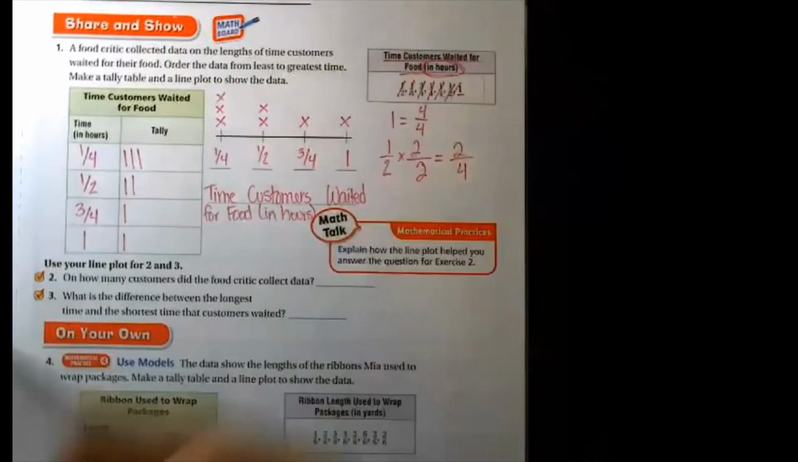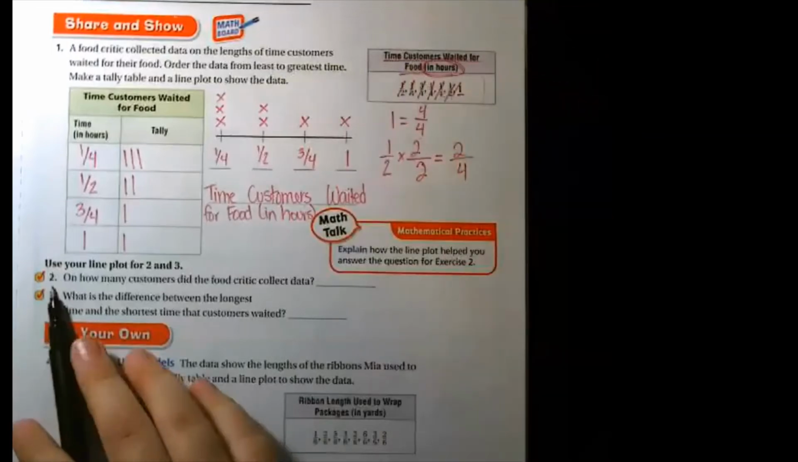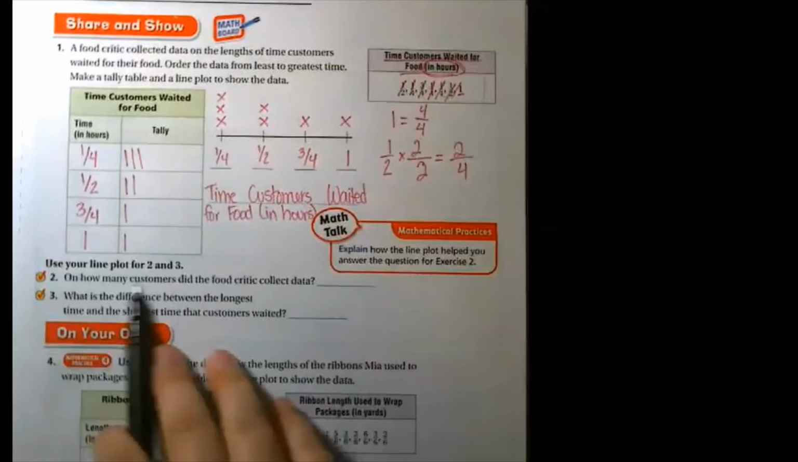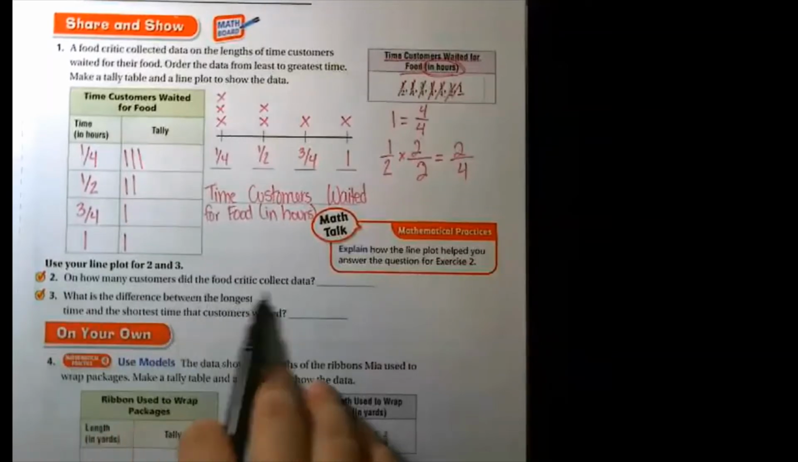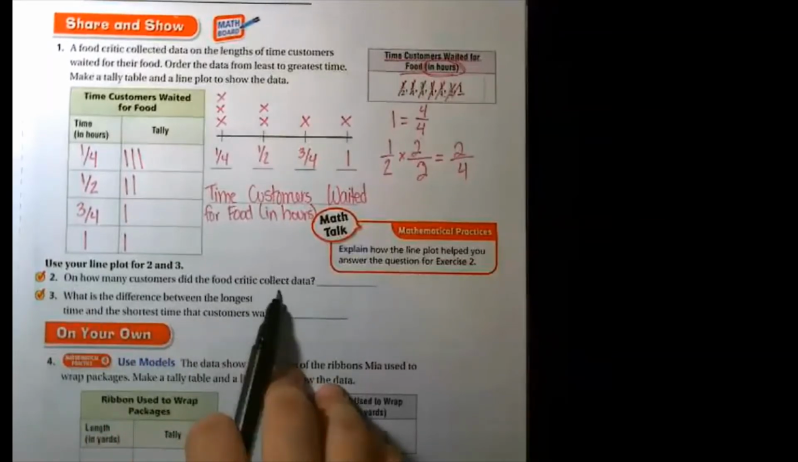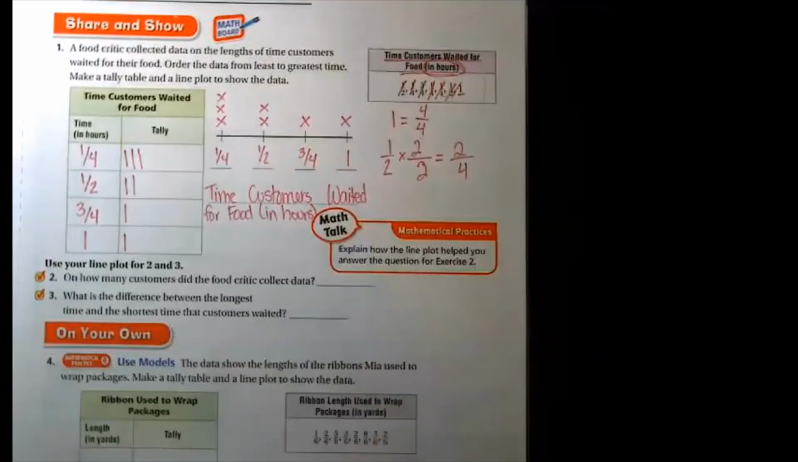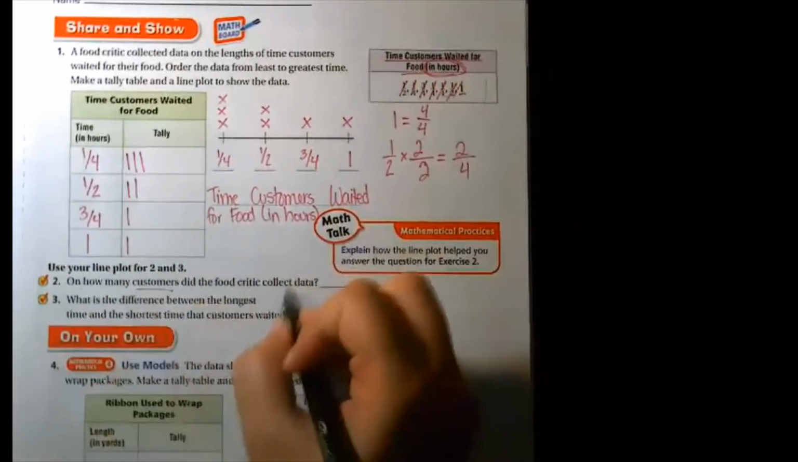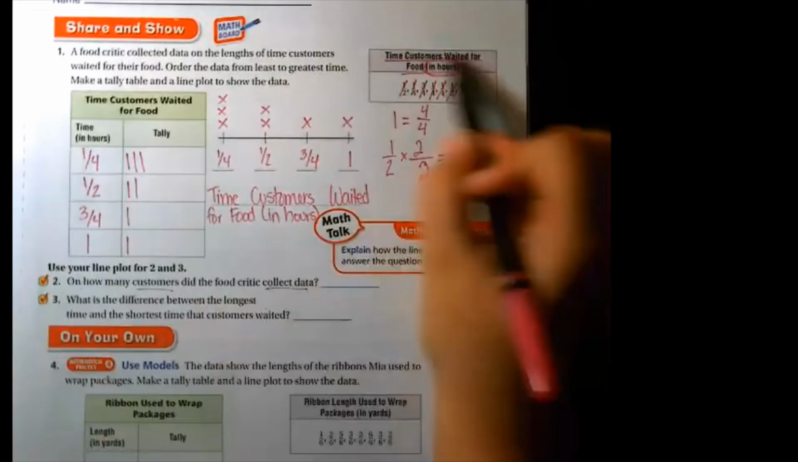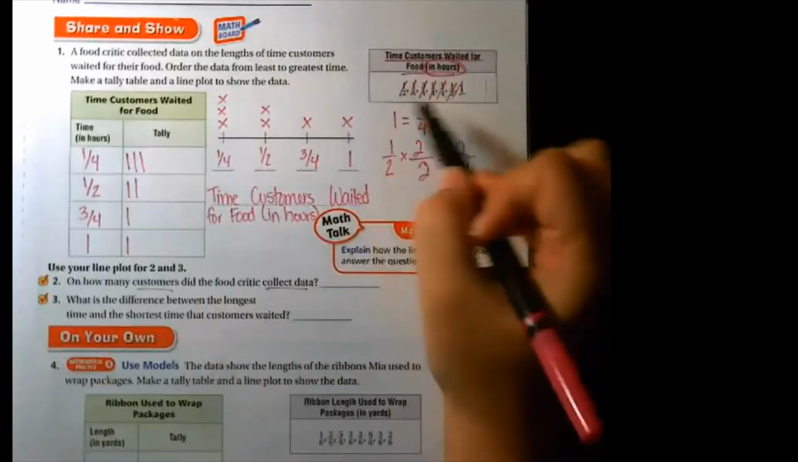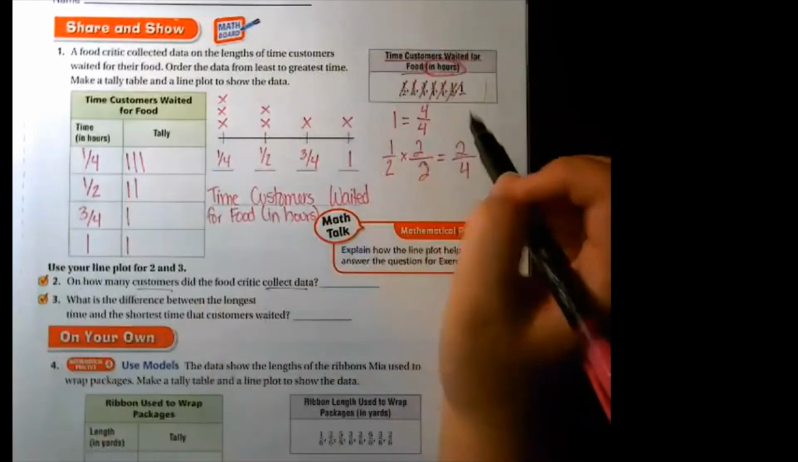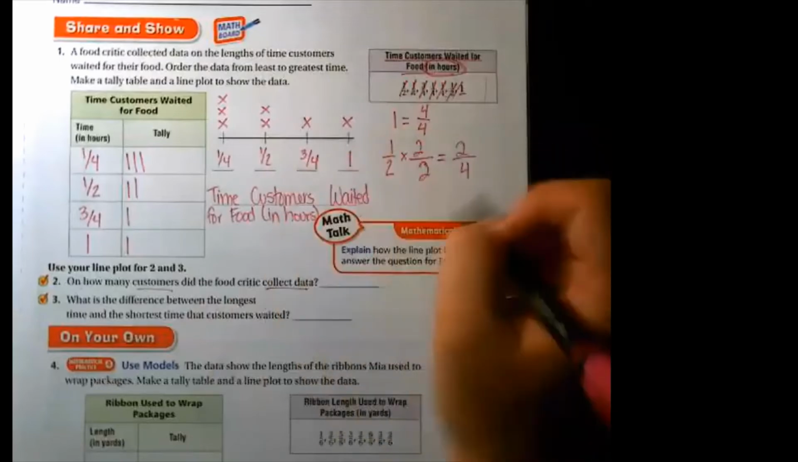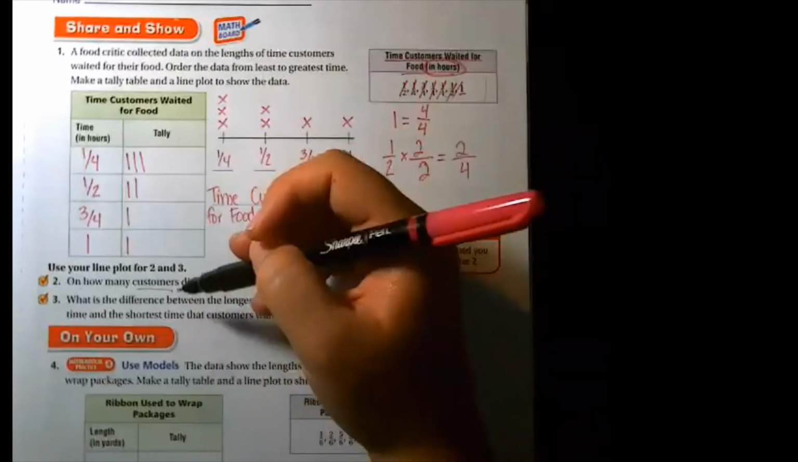All right. 2 says, on how many customers did the food critic collect data? Okay, this is like that first one where they were asking how many buttons are in her collection. Well, that's everybody that was in this box, because that's the data he collected. So that means every single X I put or every single tally mark.